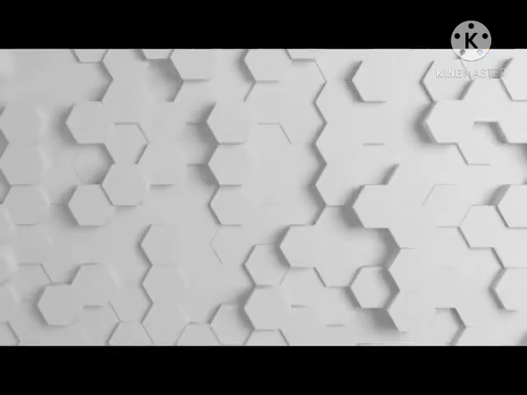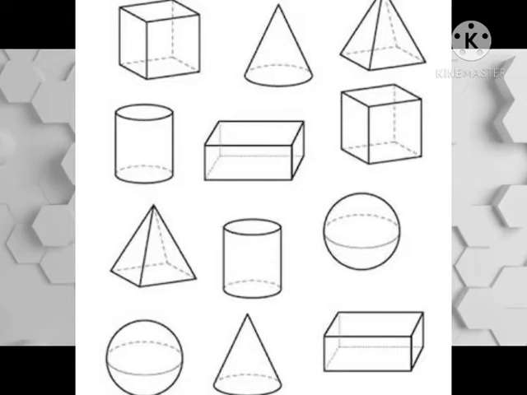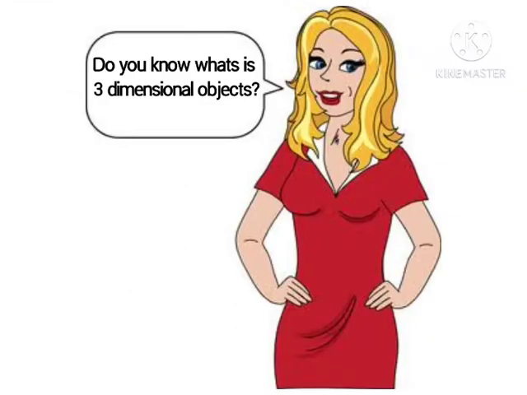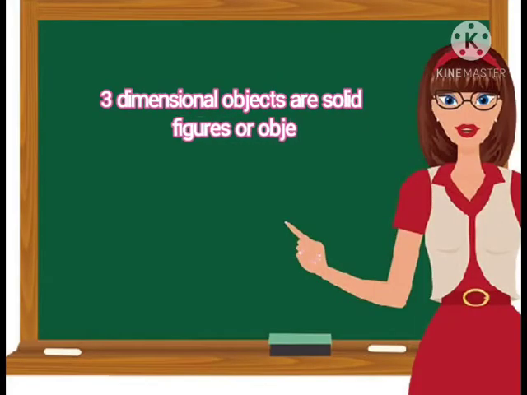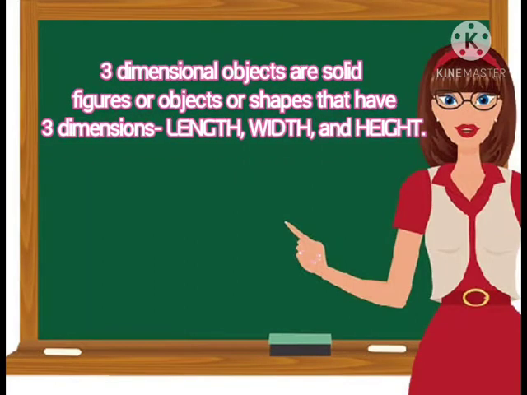And now let's move on to the second concept. What do you call these objects? Yes, that is three-dimensional objects. Do you know what is three-dimensional objects? Let's find out. Three-dimensional objects are solid figures or objects or shapes that have three dimensions: length, width, and height.